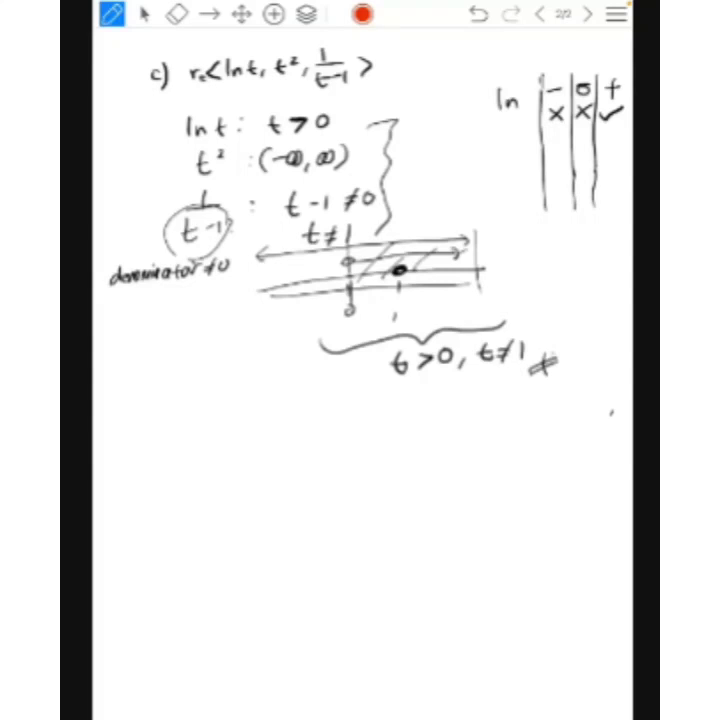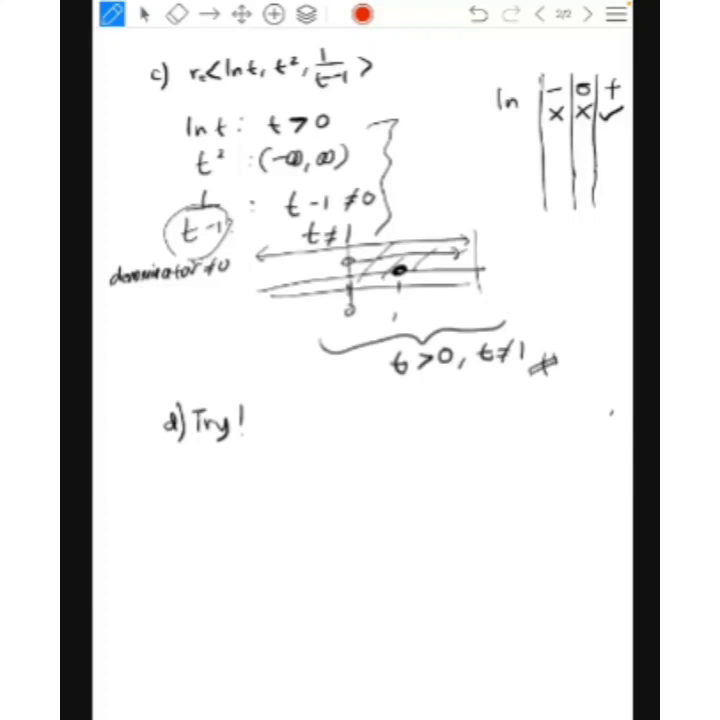And D, you may do it yourself. For D, just do the same things here. And then you have to combine all the three domains to get the domain for R. Okay, let's move to question number 2.